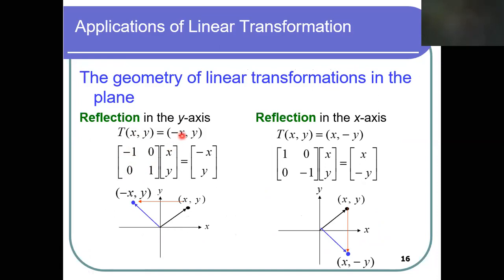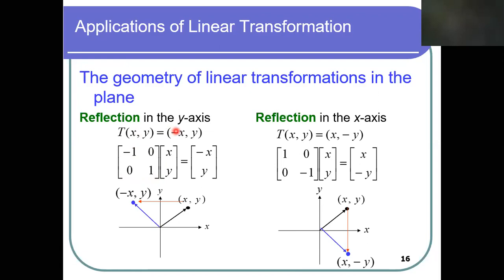So minus 1, 1. If you can see, I just multiply (x, y), this is a coordinate, and this is a matrix of transformation, and this is a reflection.